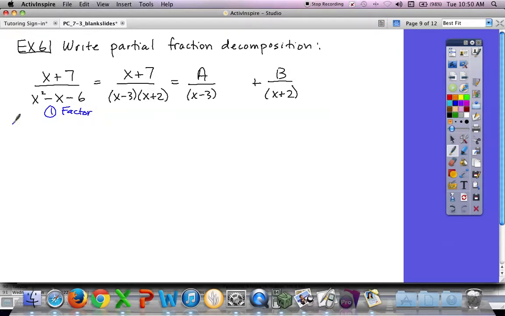Okay, and that's pretty simple. Most of the time, they're not trying to challenge you with a factoring problem here, so it should be a pretty easy factor, right? X squared minus x minus 6 is x minus 3 times x plus 2.